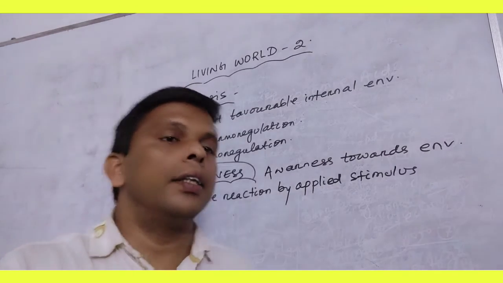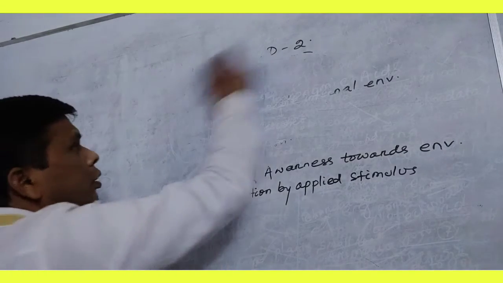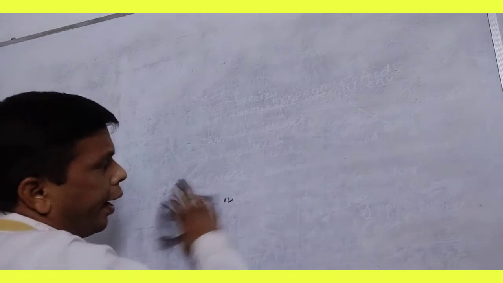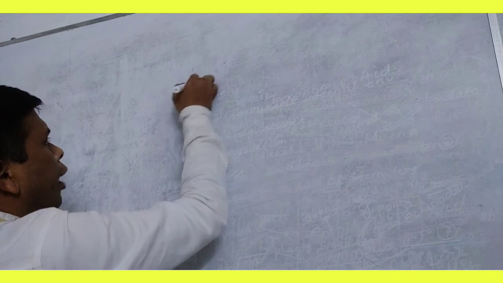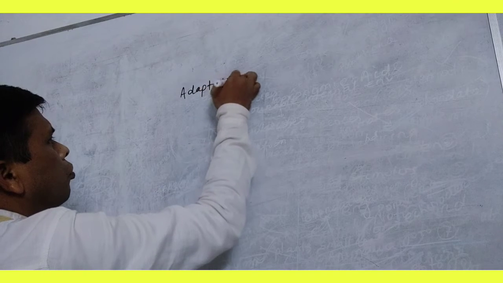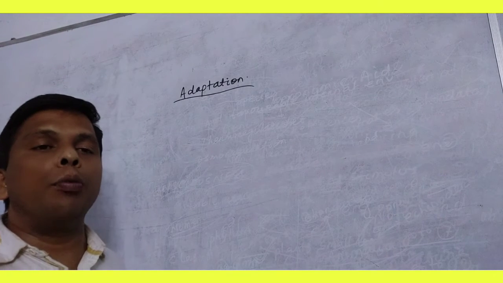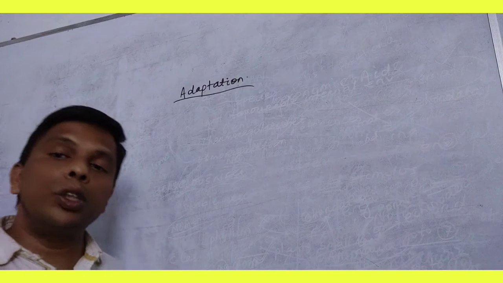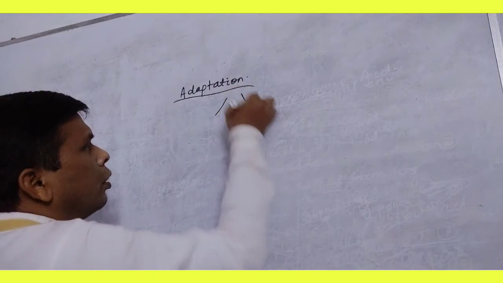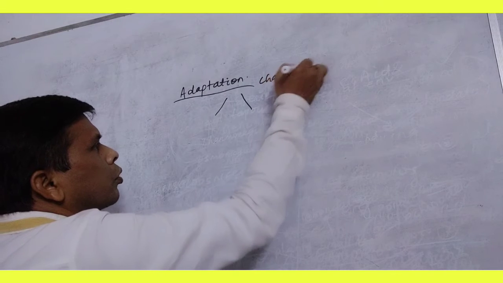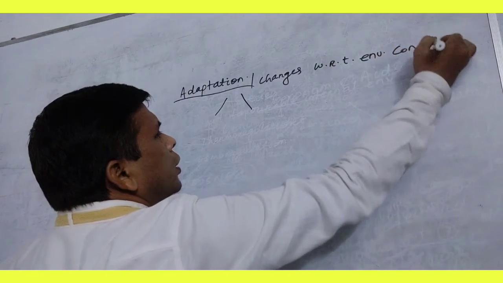After consciousness, that is adaptation. What do you mean by adaptation? Adaptation is derived from two Greek words, ad and apt. Ad means towards, apt means adjustment. Adaptation is a process of modification in the body with respect to environmental change. Changes with respect to environmental condition are called adaptation.